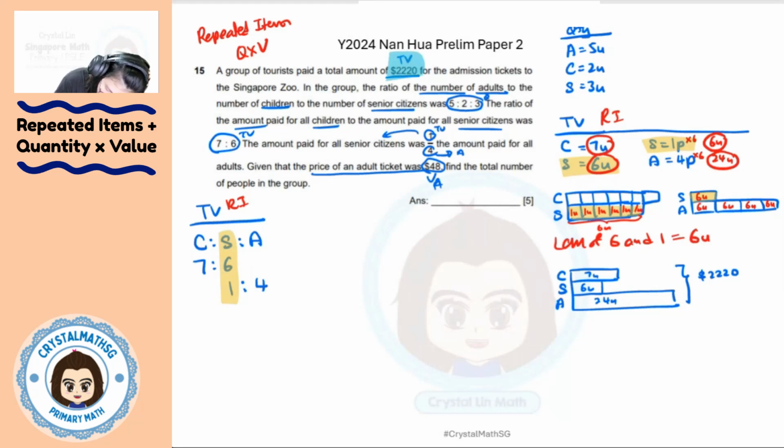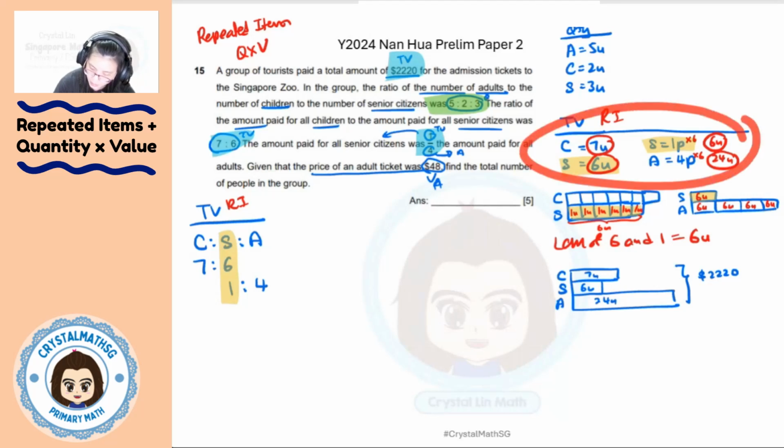So all this information refers to total value. The other one is talking about quantity, and another one is talking about value. So totally not related. Only the total value I can put together, do a repeated item and find the answer. So I have done it in terms of units. This is the units method. We have 7 units, 6 units, and then 24 units.